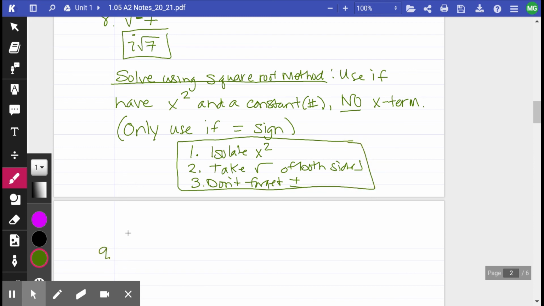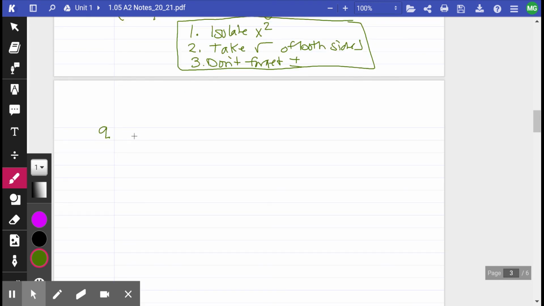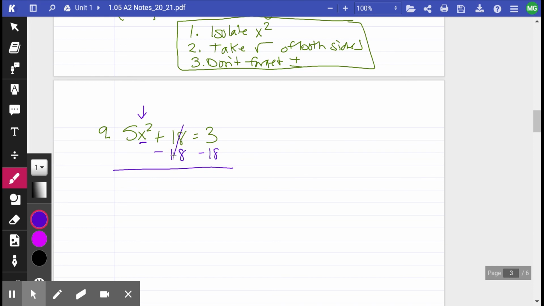All right, and we're on number 9. So we're going to follow these rules for number 9, which is 5x squared plus 18 equals 3. So first thing we need to do is isolate this x squared. I need to get this x squared by itself. So just like you were solving a regular linear equation, you're going to do addition, subtraction first, and then your division. So we've got 5x squared equals negative 15. Divide both sides by 5. And x squared equals negative 3.